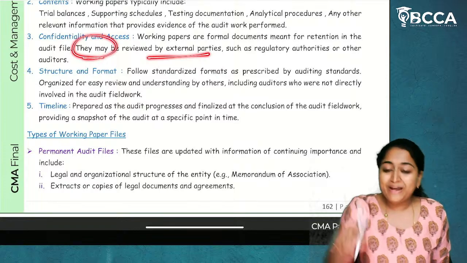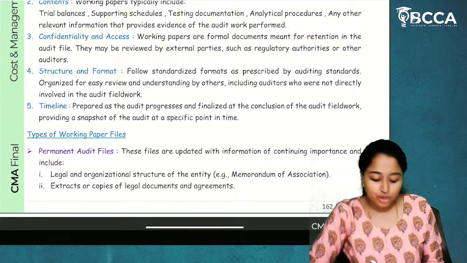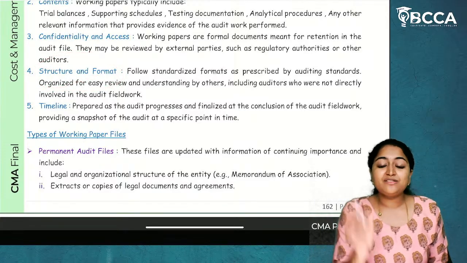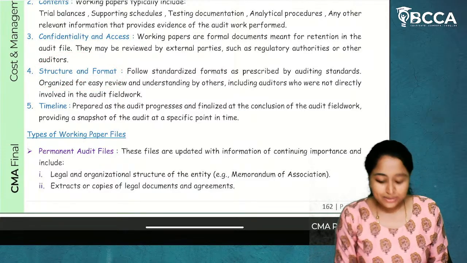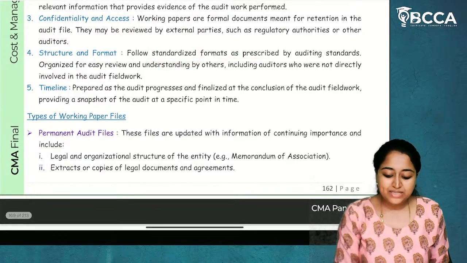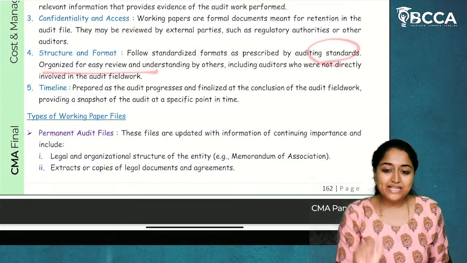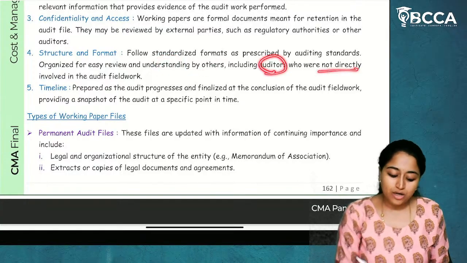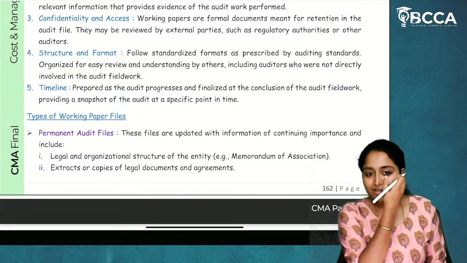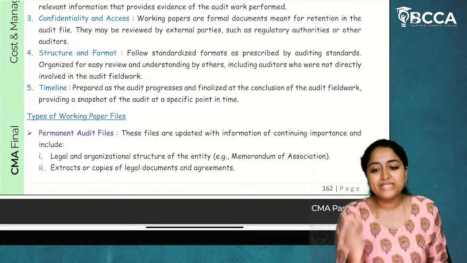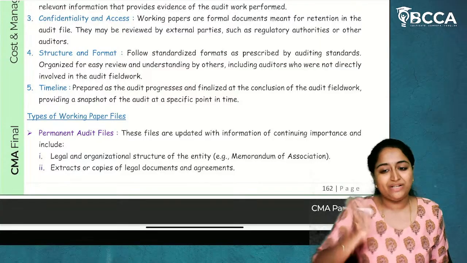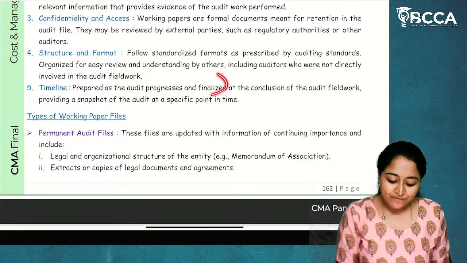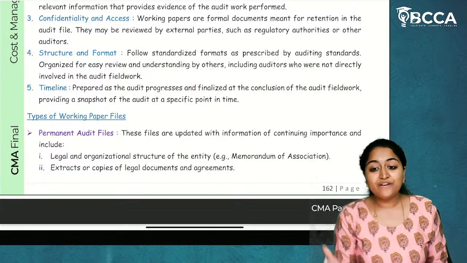They may be reviewed by external parties such as the regulatory authorities or any other auditors. It should be maintained on a structured and formatted basis. Follow a standardized format as prescribed by the auditing standards, organized for easy review and understanding by others, including auditors who were not directly involved in the audit field work. It should be maintained in such a way that it is understandable to each and everyone. Then timeline: prepared as the audit progresses and finalized at the conclusion of audit field work.